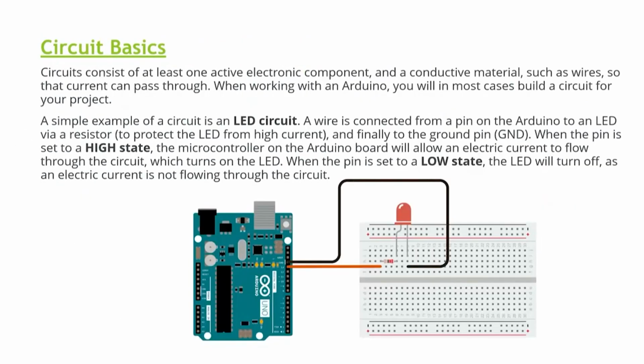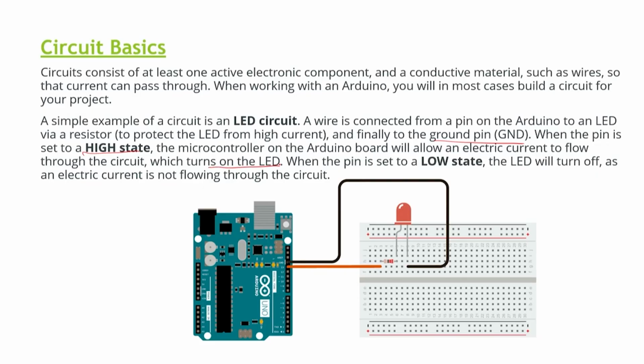Now, let us say some basic circuit. Suppose I want to switch on and off an LED circuit. In this case we have to use the Arduino, in which the LED will be connected via a resistor, so that high current would not go to the LED, and finally to the ground pin. When this pin is set to high state, the microcontroller on the Arduino board will allow current to flow through the circuit, which will turn on the LED.